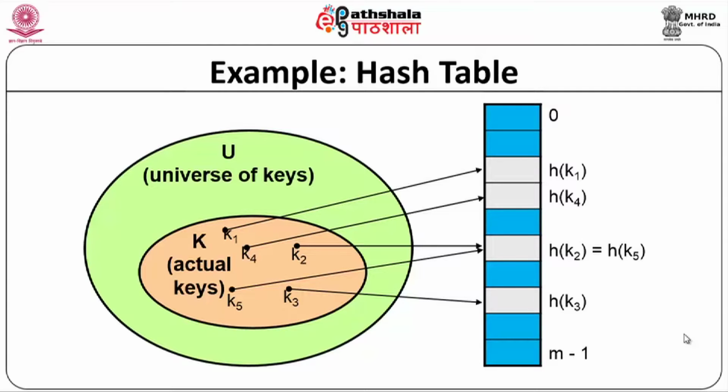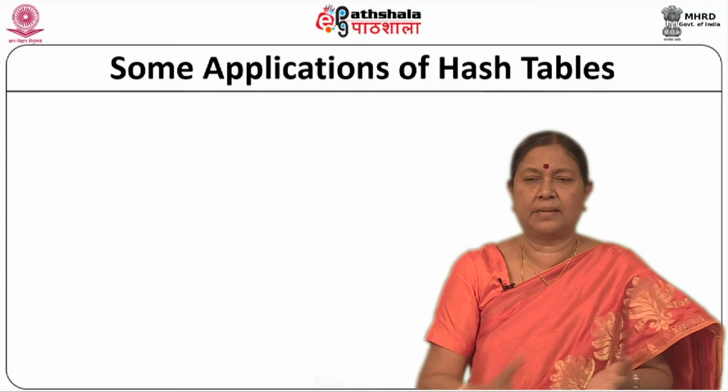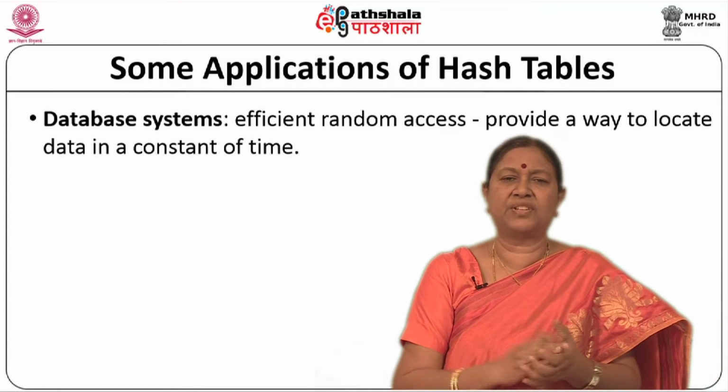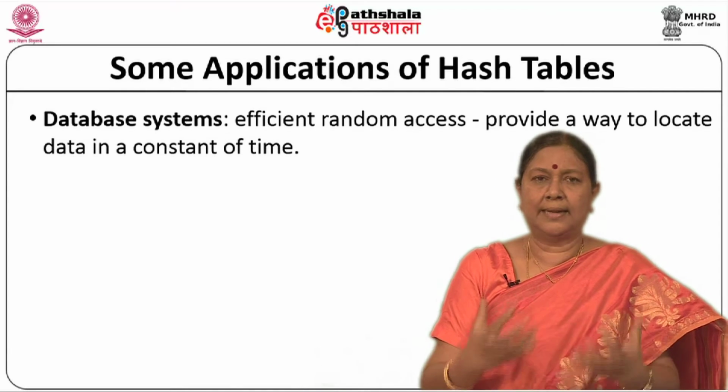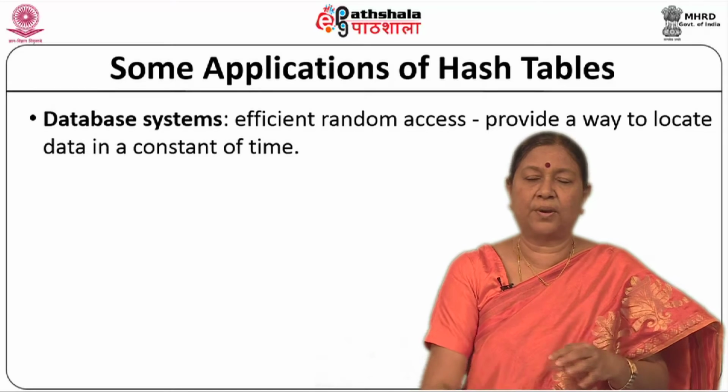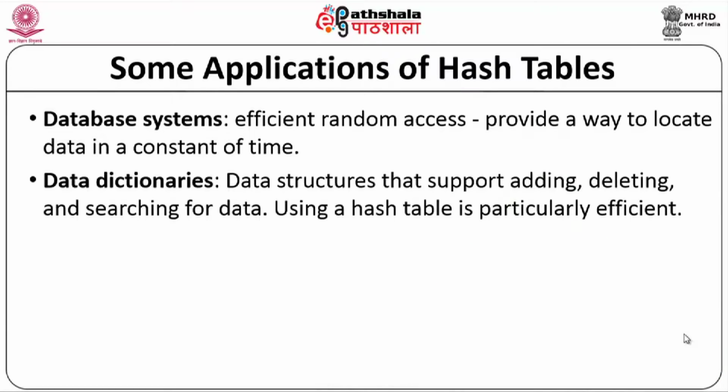Now, what are the problems here? You have to find that key slot. So, this is the example of a hash table. Some applications of hash tables are database systems, where efficient random access is necessary. You provide a way to locate the data in constant time, which is very important in a database application. Data dictionaries have direct dictionary operations: adding, deleting and searching for data.